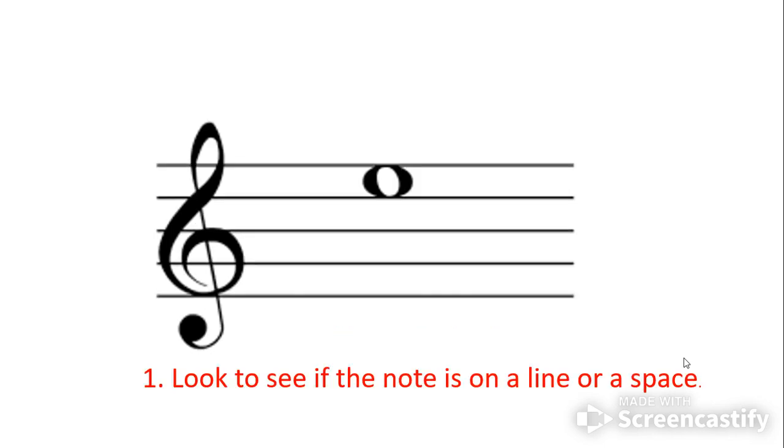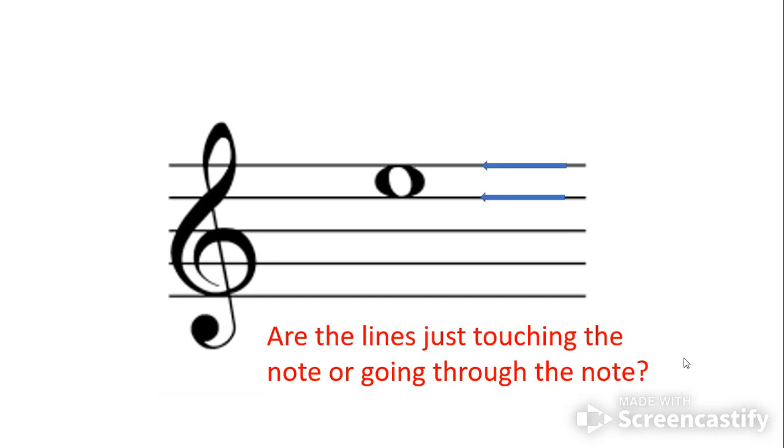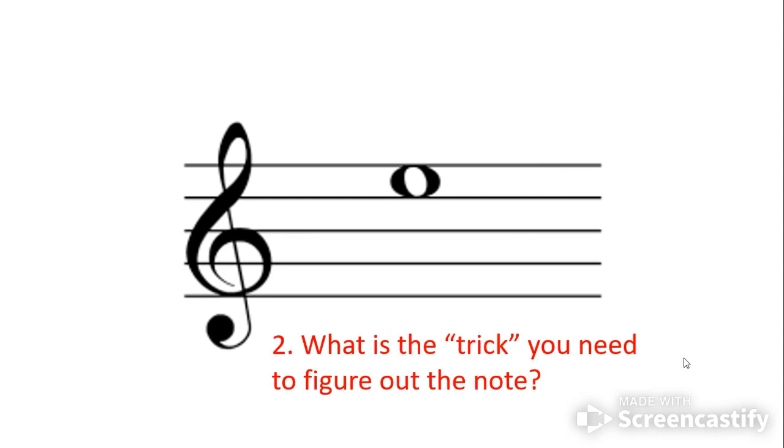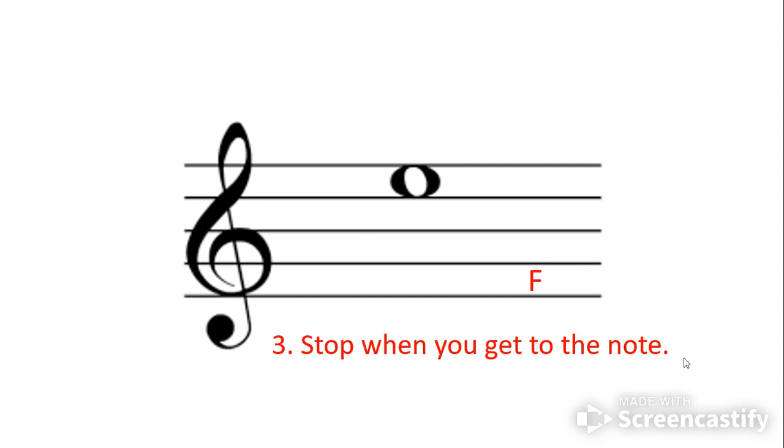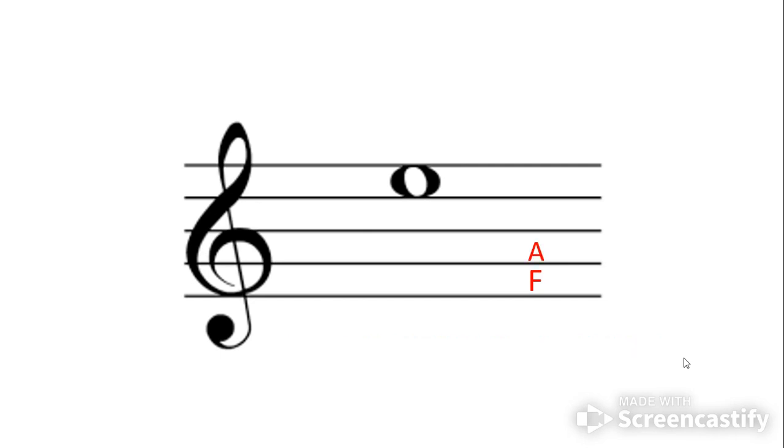Look to see if the note is on a line or on a space. Look, is the note touching the line, or the lines touching the note, or just going through the note? Again, looking at this, it is just touching the note. The lines are just touching the note, which means that it's on a space. So which trick do you need to use? It's a word. FACE. Stop when you get to the note. So we start with F, A, C, E. Now, we know that note is E.